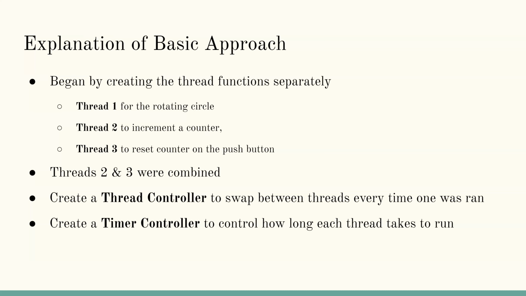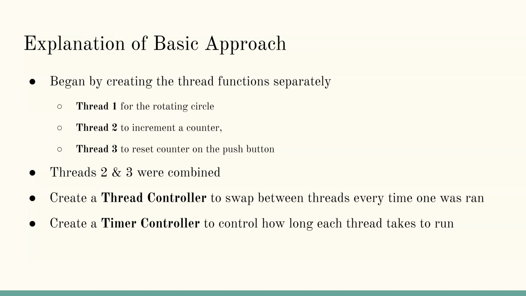We did kind of combine two and three together, in the sense that the variable in two can be changed in thread three, which essentially means a global variable. So whenever a push button is pressed, it would then go and reset that global variable down to 0. So when thread two starts counting again, it would then start from 0 and continue going up.